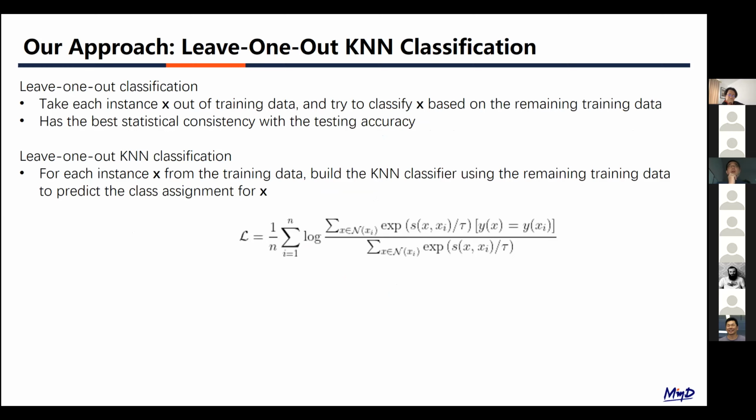We call it the leave-one-out KNN classification approach. The idea is the following. So-called leave-one-out classification means you take any example out of the data set and try to use the rest of the data set to predict the left-out example. The prediction method we base it on is KNN, more specifically the weighted KNN. In fact, you can write down very specifically the loss function based on the log likelihood of the KNN classifier, and you can use this log likelihood as the basis to train your model.